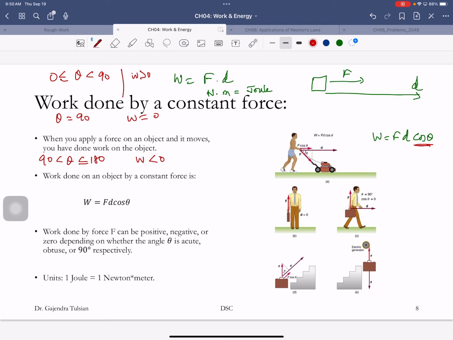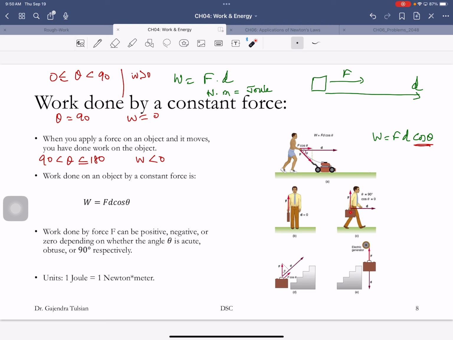So in this picture, this guy is lifting this suitcase. He's applying a force on the suitcase because gravity is pulling down, but he's not moving, so he's doing 0 work. For instance, I can push on the wall. I'm not moving the wall. I am applying a force. I'm getting tired, but I'm doing zero work.